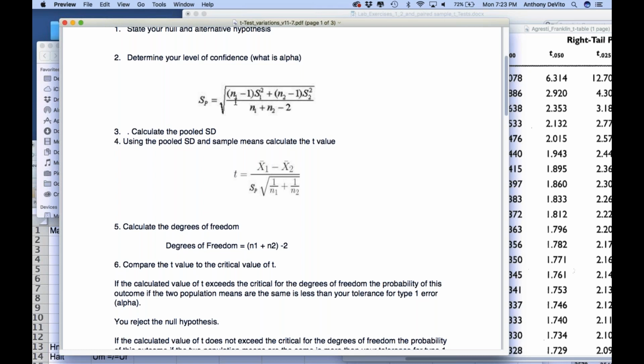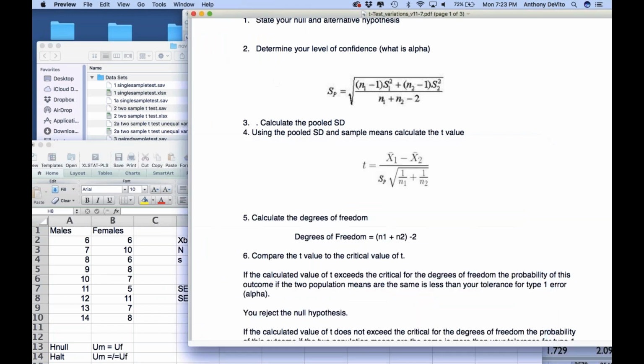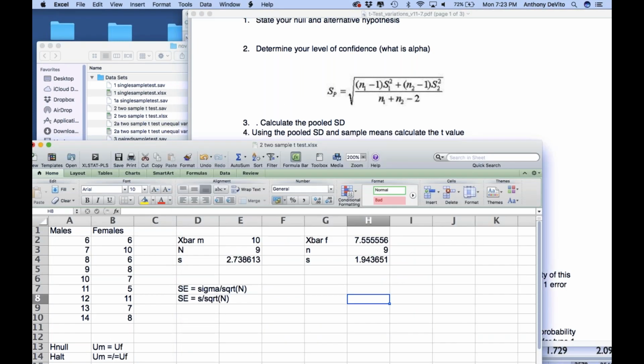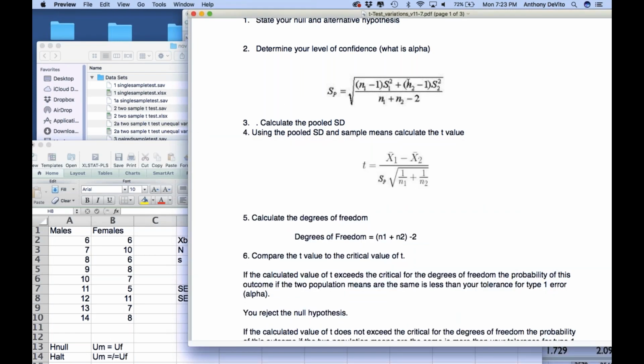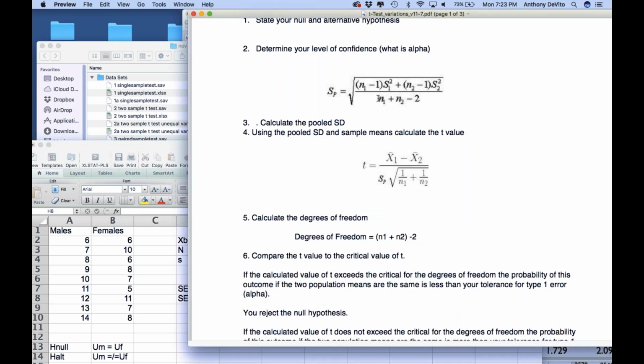In our case, the pooled standard deviation is equal to the square root of the sample size 9 minus 1, which is 8, times the standard deviation squared. What was the standard deviation? It was 2.73, plus the second sample, 9 minus 1 is 8, times the second standard deviation squared, 1.993 squared, over the sample sizes added together, 9 plus 9 minus 2, 16.